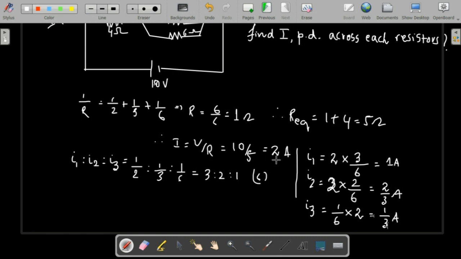So, if you add this, you'll get 1. This is 1 amp and this is 1 amp. 1 amp plus 1 amp is 2 amp. So, that's my correct answer. So, these are the currents that are flowing across the resistor.